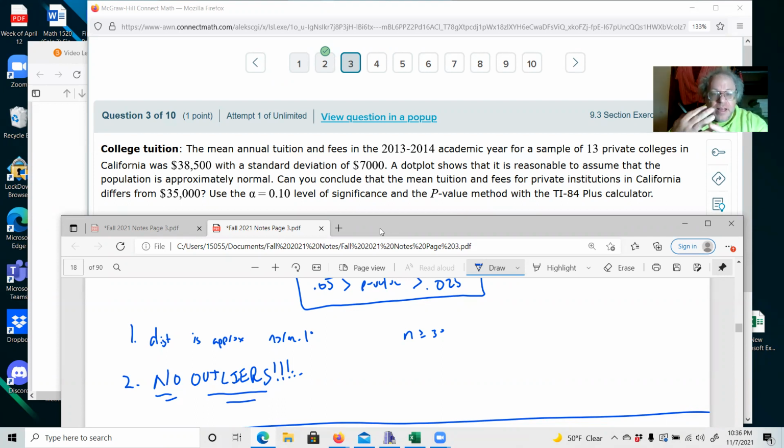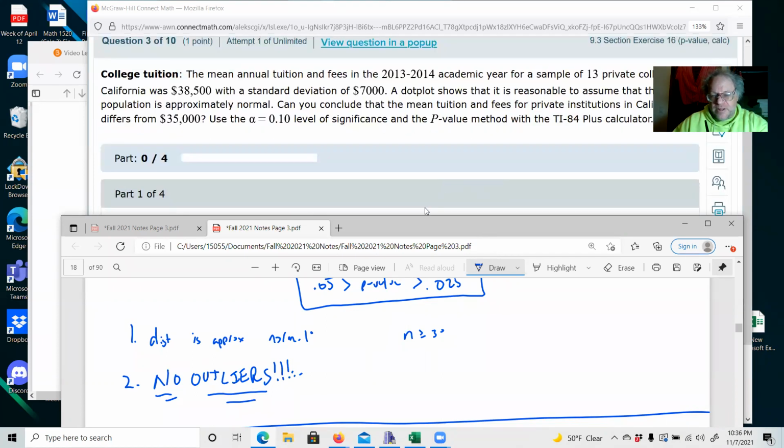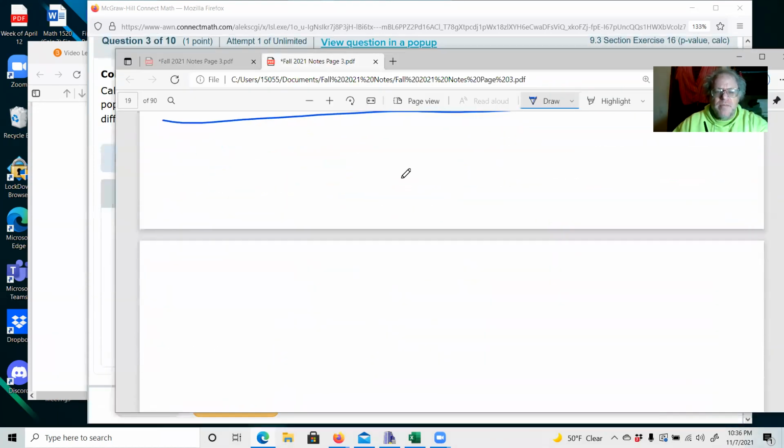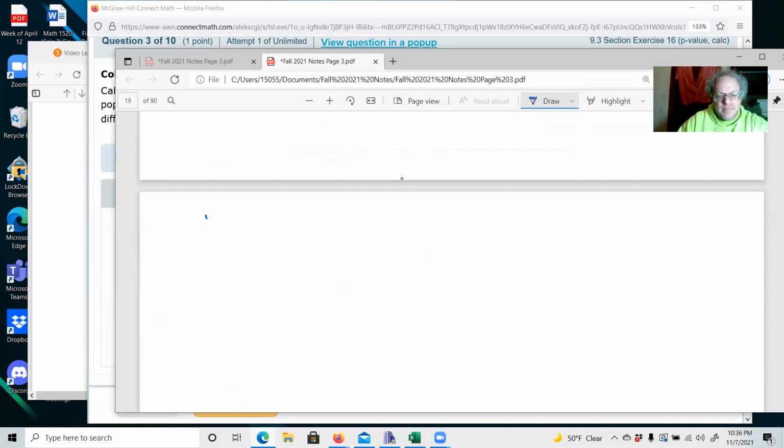Okay. Can you conclude that the mean tuition and fees paid for a private institution in California differs from $35,000? Use alpha equals 0.01, I'm sorry, 0.10, and calculate this with a calculator. Okay, so 1. Set up the test of hypothesis. H0, H1. Okay, let's have a look at what's going on here.